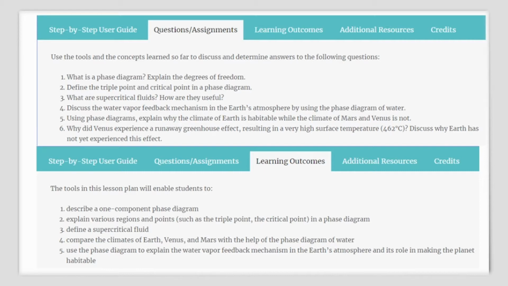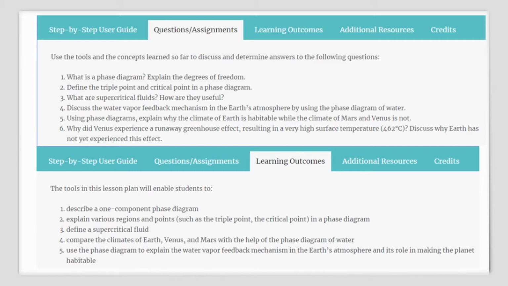The learning outcomes. The tools in this lesson plan will enable your students to 1. Describe a one-component phase diagram. 2. Explain various regions and points such as the triple point and the critical point in a phase diagram. 3. Define a supercritical fluid. 4. Compare the climates of Earth, Venus, and Mars with the help of phase diagrams of water.